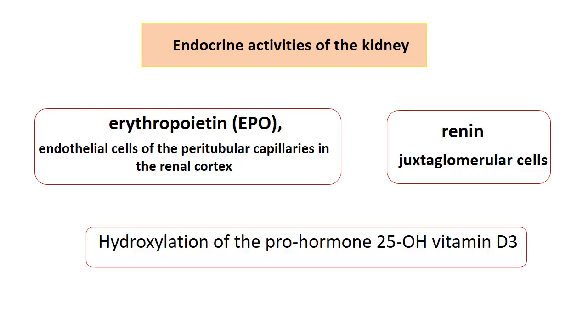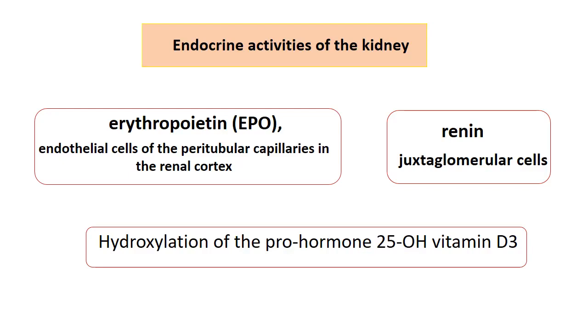That's why patients with kidney diseases or kidney failure suffer from anemia. In these patients, it is advisable to give them an artificial form of erythropoietin to compensate for the reduced amount of the substance in their body.